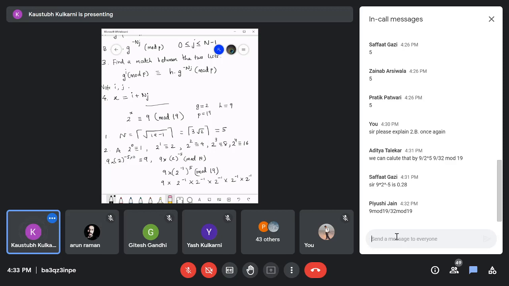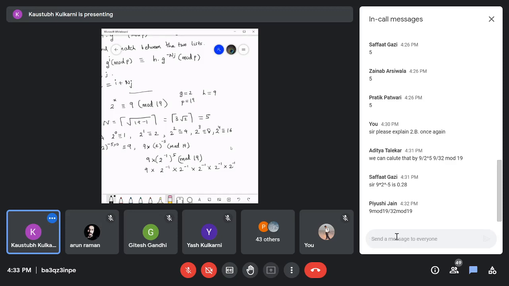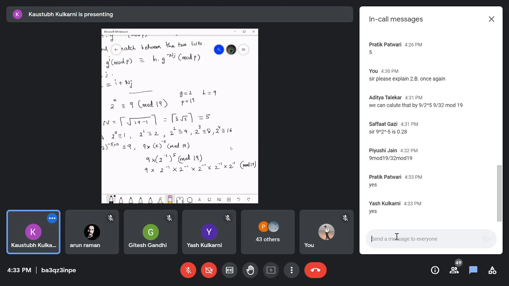This entire thing. Do you agree with this step? Yes. Okay. So now 9 mod 19. We'll have to find the individual values. So 9 mod 19 is 9 itself. 2 raised to minus 1 mod 19. We have to find the multiplicative inverse of 2.